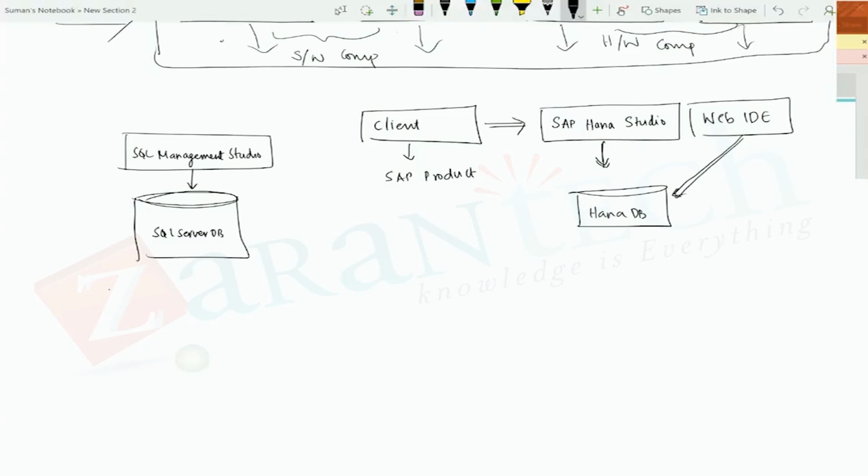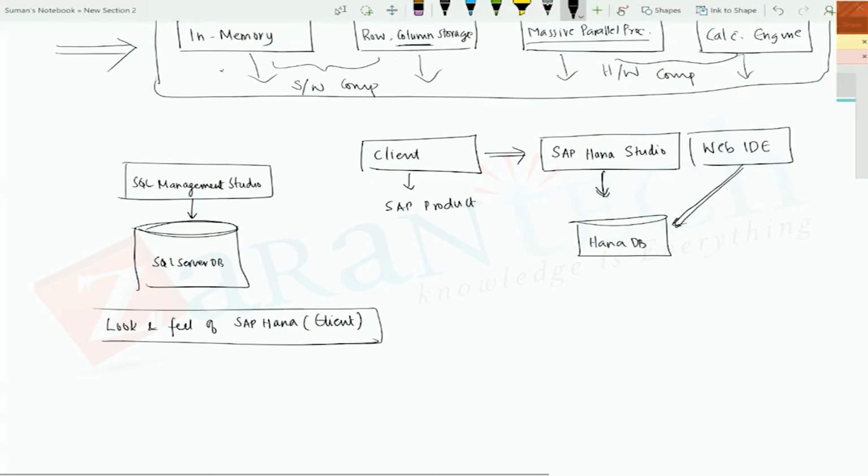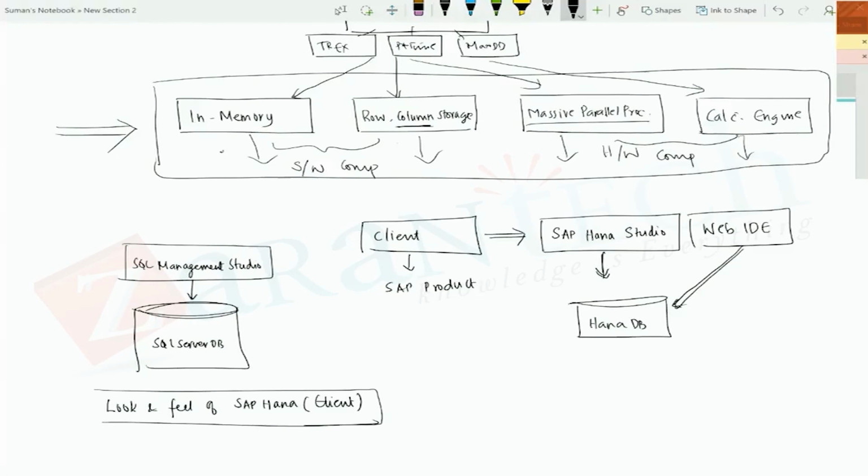So we will start looking at the look and feel of the SAP HANA system along with its client. We will also look at the client functionality. So tomorrow's focus is going to be getting a little deeper into what each functionality of SAP HANA is all about, and then start looking at SAP HANA Studio. That's what our focus is going to be on tomorrow's session.